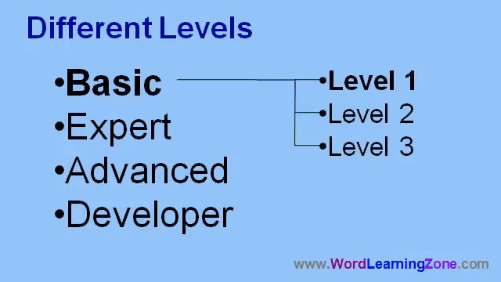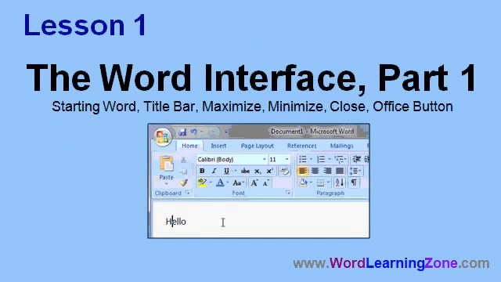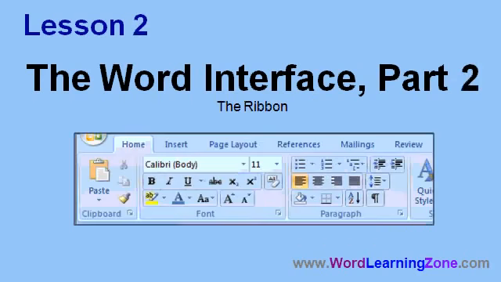Now let's take a more detailed look at what we're going to learn in today's class. In Lesson 1, we're going to begin learning about the Word interface. We're going to learn how to start Microsoft Word. We'll learn about the title bar, the maximize and minimize buttons, the close button, and the Office button. In Lesson 2, we're going to continue learning about the Word interface. In this lesson, we're going to take a closer look at the ribbon.